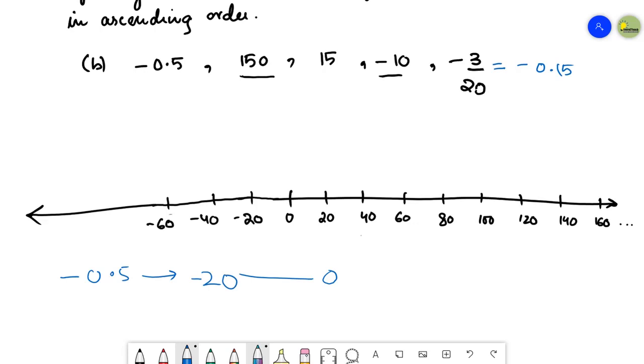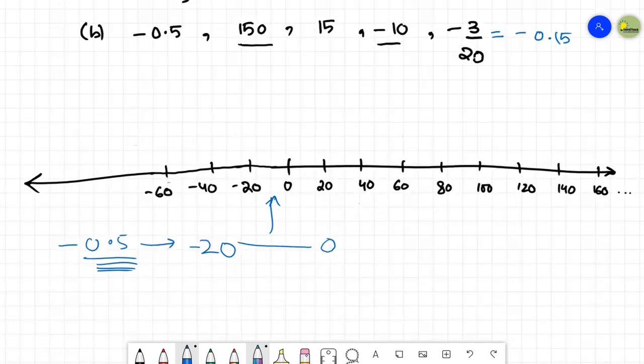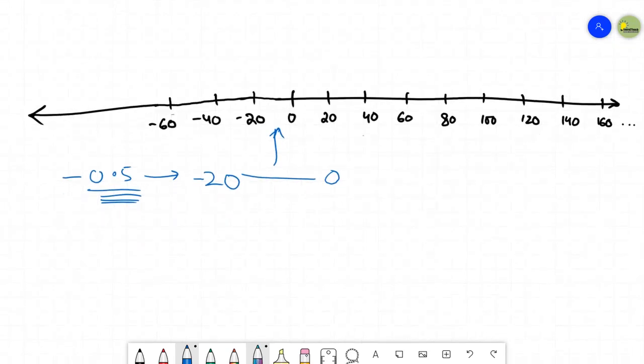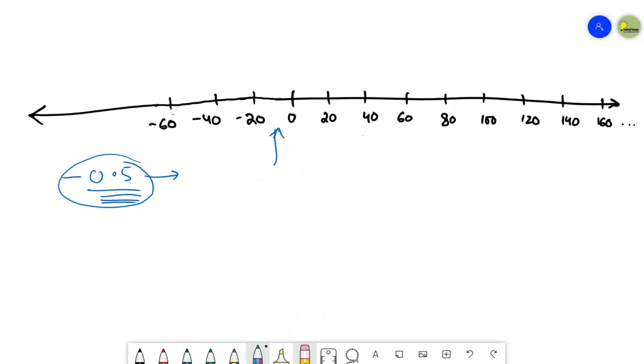If I talk about this number line, I have minus 20 and I have 0. And I know that minus 0.5 is going to appear in between these two values, right? So let's see what numbers can appear between minus 20 and 0 so that I can find out the exact position of this number. Let's suppose this is the distance between the two numbers in my number line. So I need to plot how many numbers in this particular distance.